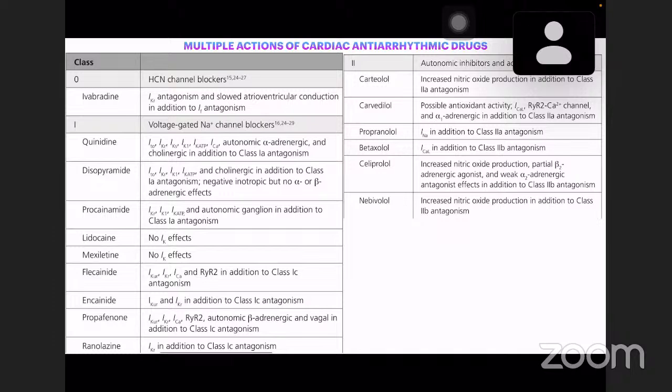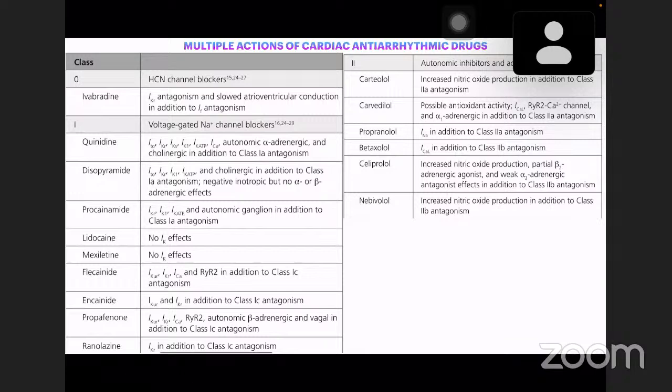As you can see, ivabradine acts on the inflow of the funny current. That's the main channel on which ivabradine acts, but it also acts on the rapid potassium inflow antagonism.